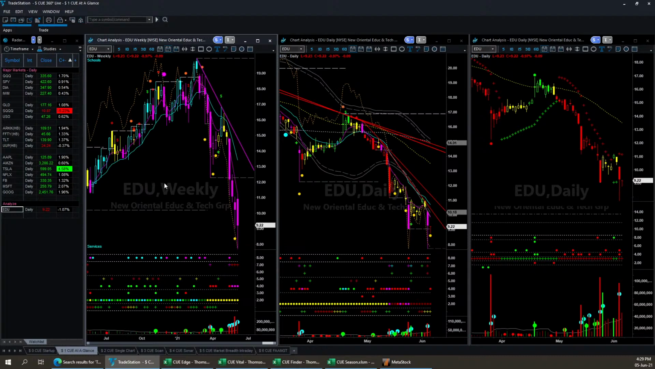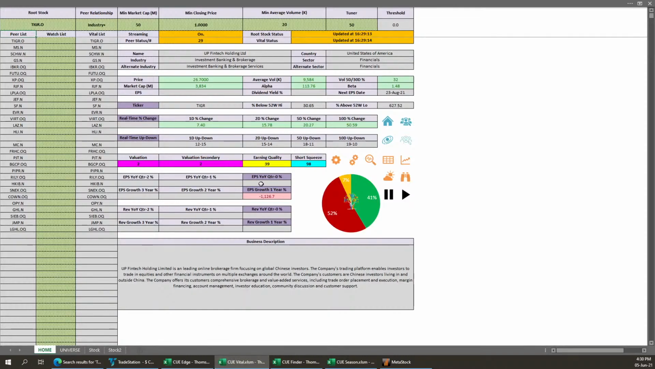Edu's fundamentals were in fact better than TIGR. TIGR's fundamental is not good at all. No revenue growth, no earnings growth. But Edu in fact had positive earnings growth. Not great, but had positive earnings growth. So Edu's fundamentals were better. TIGR, not good at all. Why did I still share it and buy it?